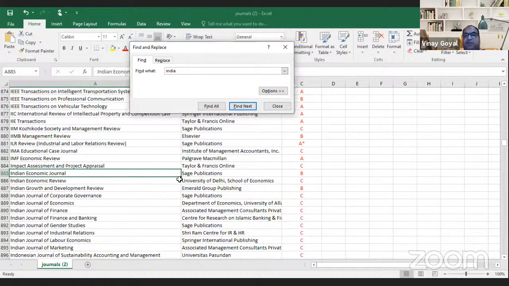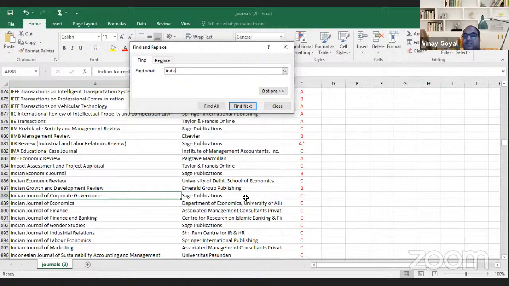B category journal, you can see Indian Economic Journal, B category journal. Then Indian Economic Review, University of Delhi School of Economics, C category journal. Indian Growth and Development Review, B category journal. Definitely you are finding Indian Journal of Corporate Governance, Sage Publication. This is another very good journal to publish.